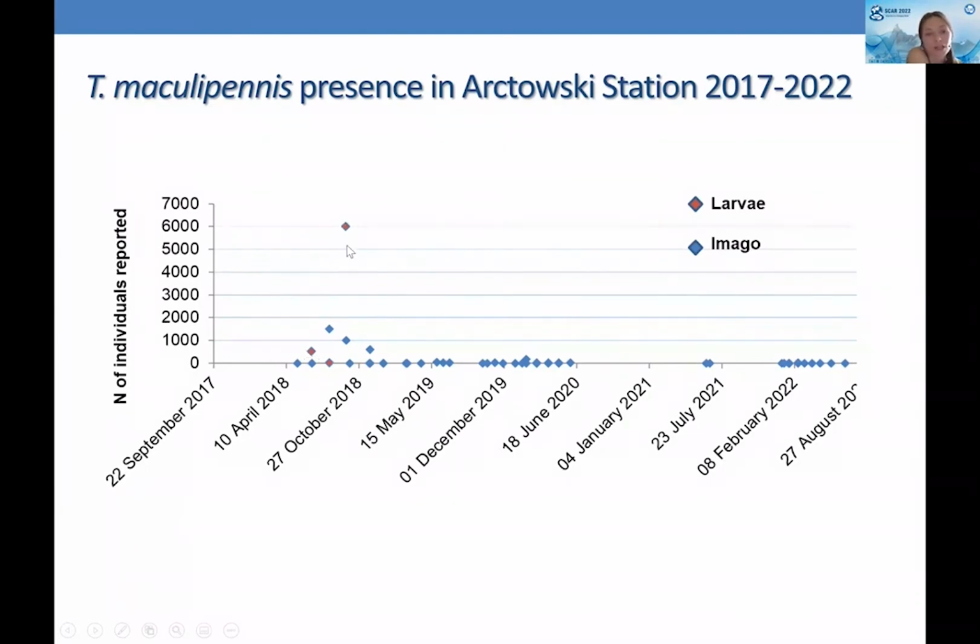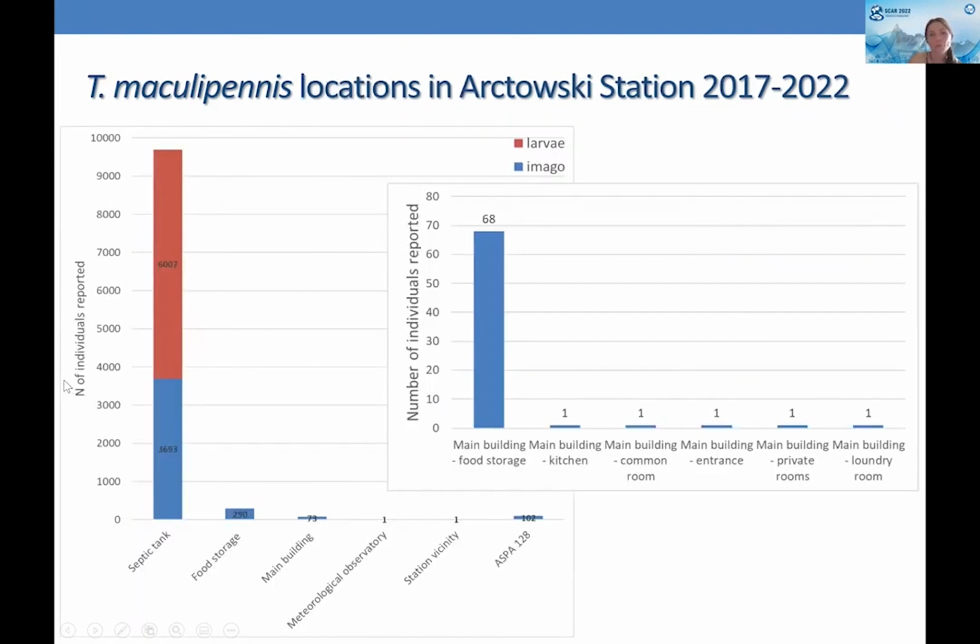With time, after incorporation of eradication efforts, we cannot find any larvae at our Arctowski station since 2018. However, adults are still found in very small numbers, usually one up to several individuals per month, usually in summer months, and in different places. The first initial finding in the septic tank was also the highest, with both larvae and adult individuals. With time, after treatment of the septic tank, we don't find any larvae or flies there since the beginning of 2020, which is great.